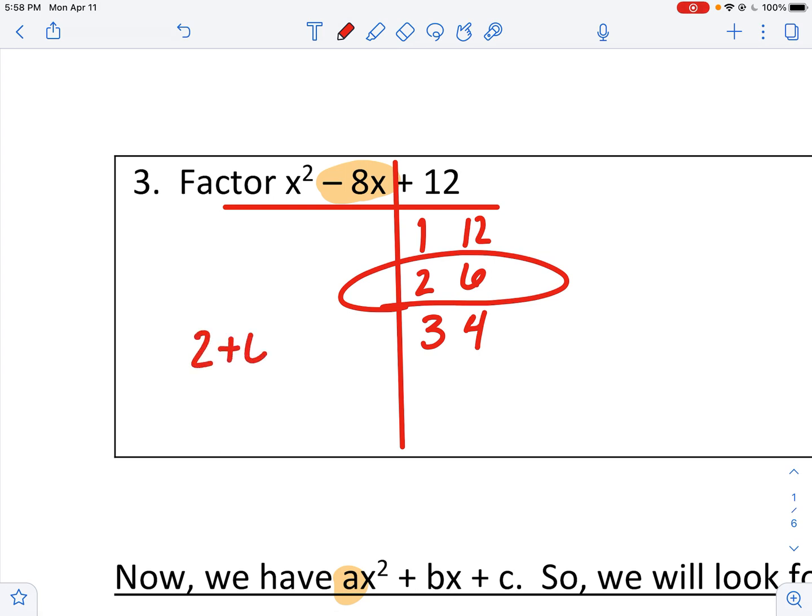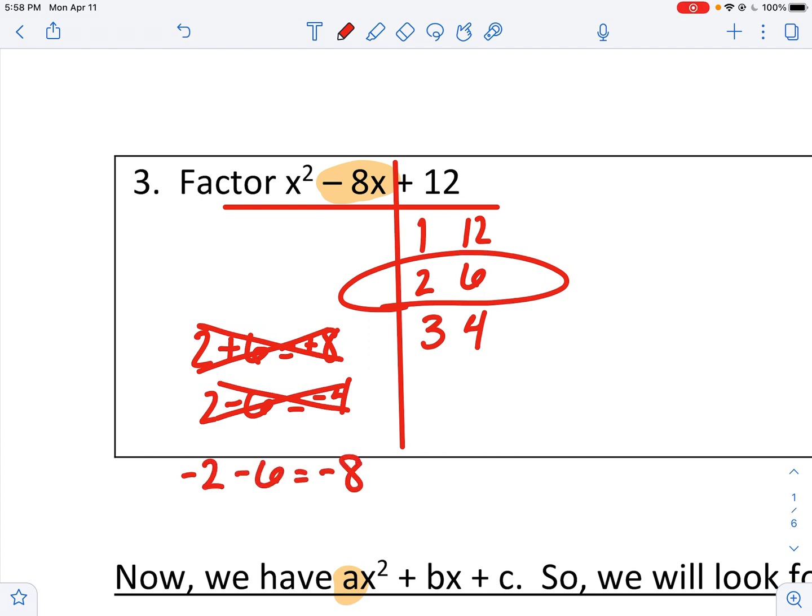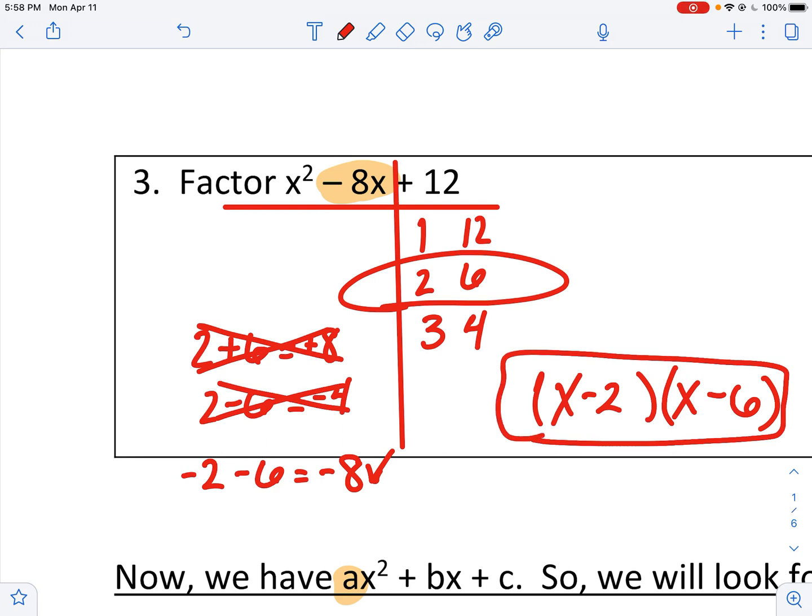So maybe I could have 2 plus 6. That would be positive 8, but I want negative 8. So that doesn't work. 2 minus 6 would be a negative 4, so that doesn't work. Negative 2 and a negative 6 would make 8 negatives, so that would work. So my final answer would start with x and x, and I wanted 2 negatives and 6 more negatives to make 8 negatives. And that's how I would factor a trinomial with no number out front.